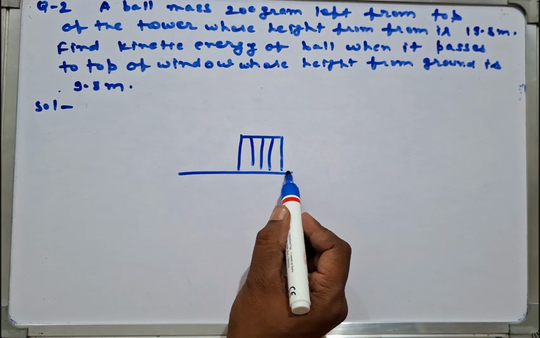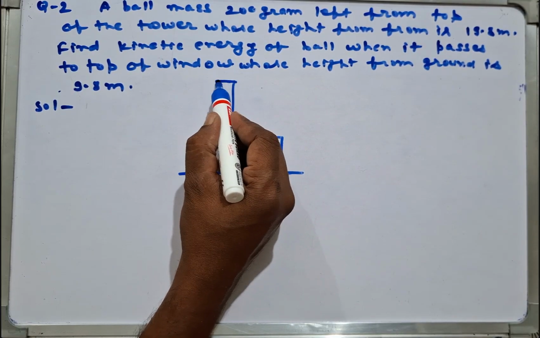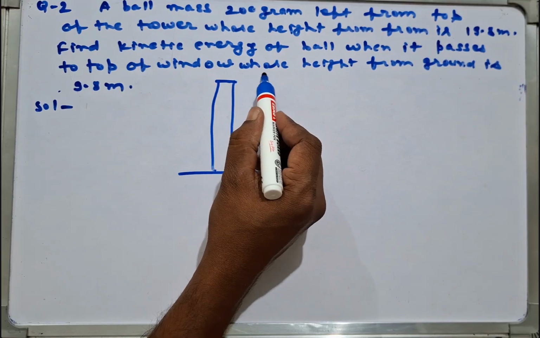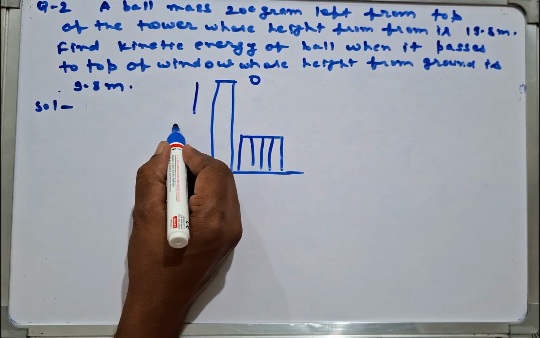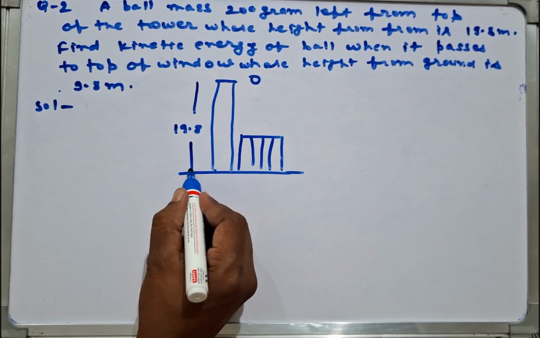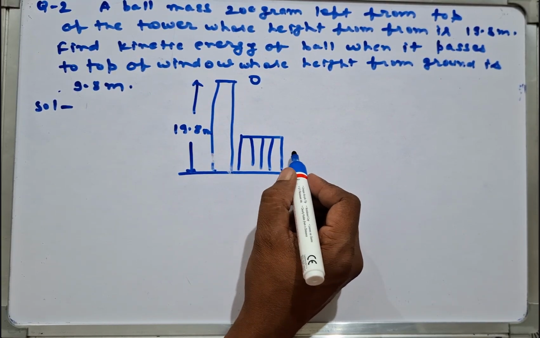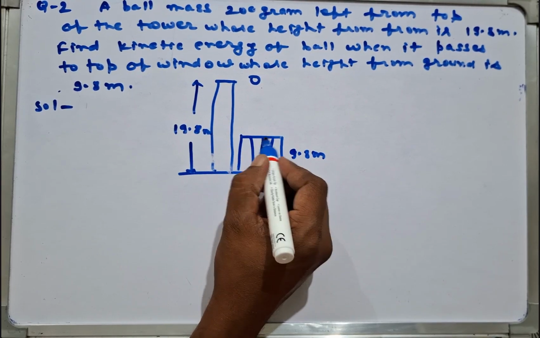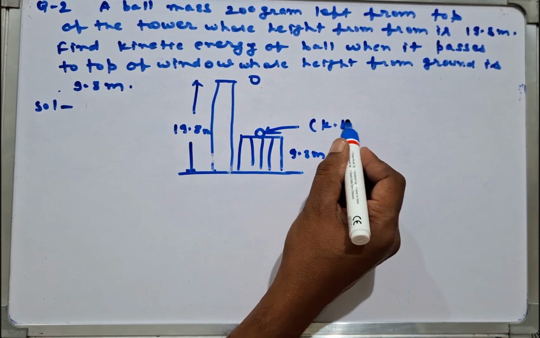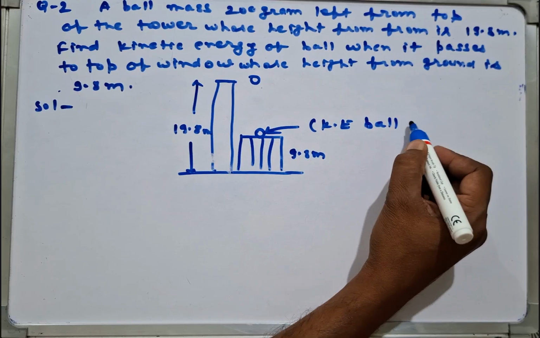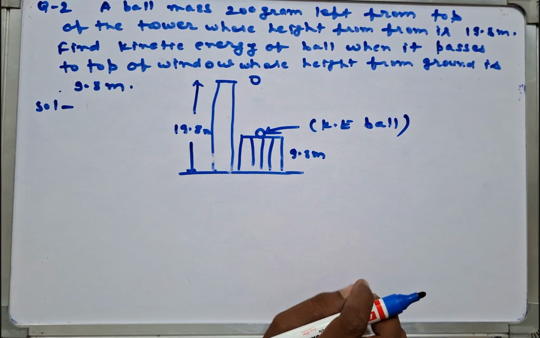or this one is a tower. Suppose someone left the ball from here, the height given is 19.8 meter, and this height is given 9.8 meter. So you have to find out the kinetic energy of the ball at this point. So how will you calculate it?